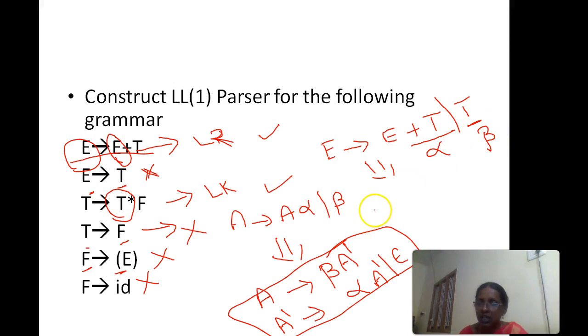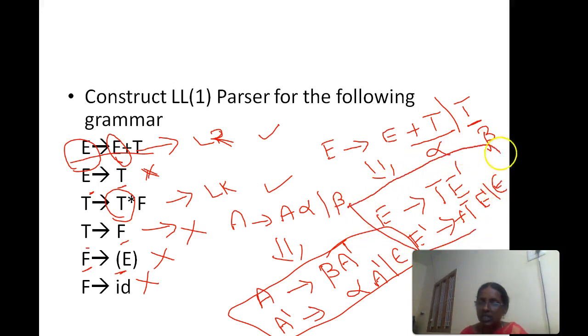So we can rewrite this as E generates beta, and beta is nothing but T. So E generates T E dash, where we introduce a new non-terminal, E dash. Now E dash generates alpha E dash. What is alpha here? Plus T E dash or epsilon. So these two productions can be rewritten as these three productions.